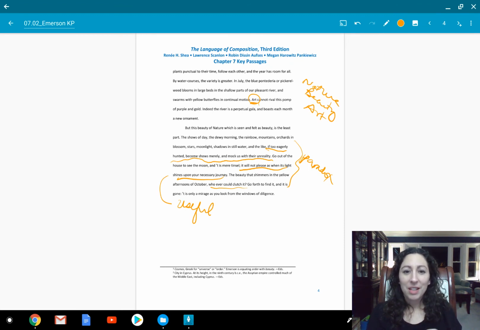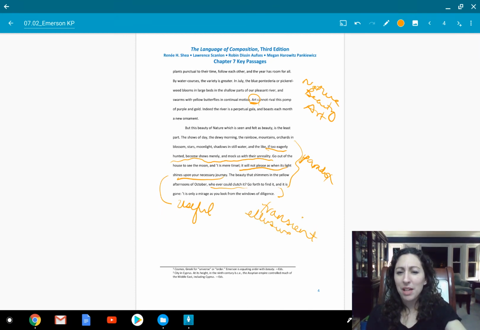So it's a mirage. And this idea of something being transient, elusive, right? That nature can't be contained. And therefore we should just appreciate the beauty when we're able to really feel it or experience it. Okay, so that is a lot of philosophical thought.